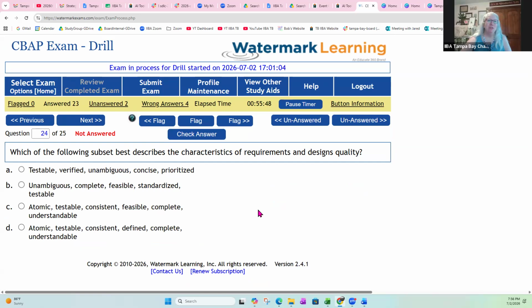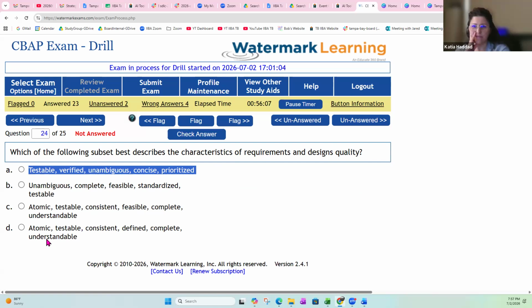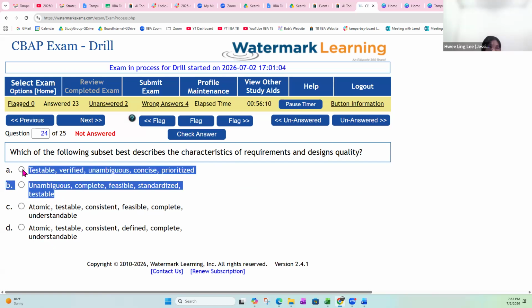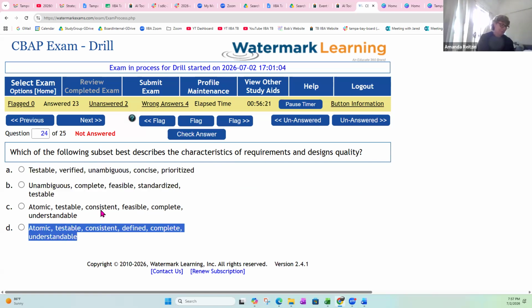Which of the following subsets best describes the characteristics of requirements and design quality? Didn't we have this one already? Yes. Testable, verified, unambiguous, concise, prioritized. It doesn't have atomic in there. We need atomic, right? Yes, we need atomic. So that means we can eliminate those two. Atomic, testable, consistent, feasible, complete, understandable. Is that right? Yes.